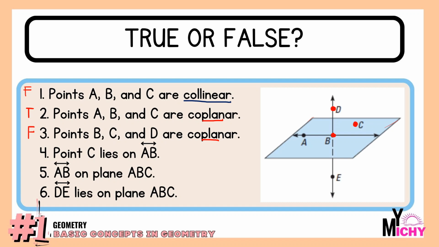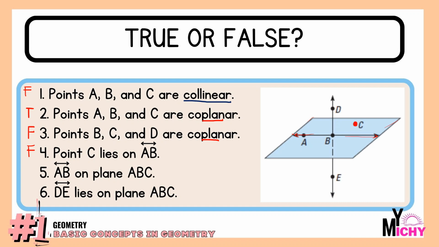Next, number 4. Point C lies on line AB. We read this as line AB. Point C, we have here point C, lies on line AB. So we have here line AB, this line. Therefore, C is here. It does not lie on line AB, therefore, this is false.